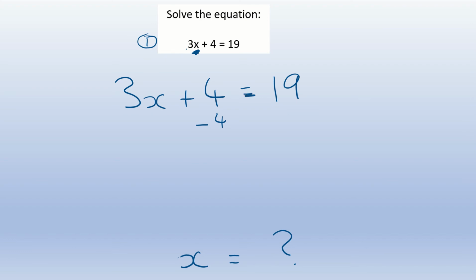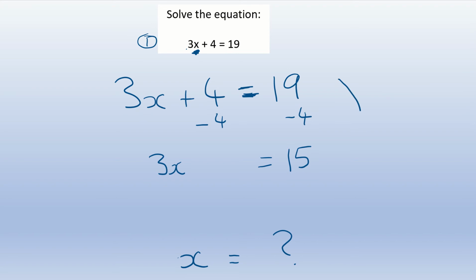However, this is an equation. It's balanced. So if I take 4 away from my left-hand side, I've got to do the same to my right-hand side. So I'm going to take 4 away from both sides. On my left-hand side, I'm going to be left with 3x. I could put in plus 0 if I wanted to, but plus 0 is just nothing, so to make this as simple as possible, I'm just not going to write that in. And on my right-hand side, I have 19 minus 4, which is 15.